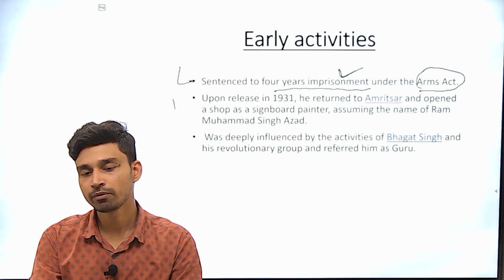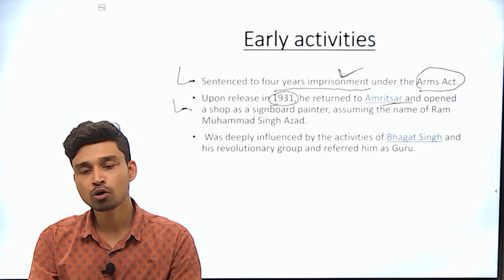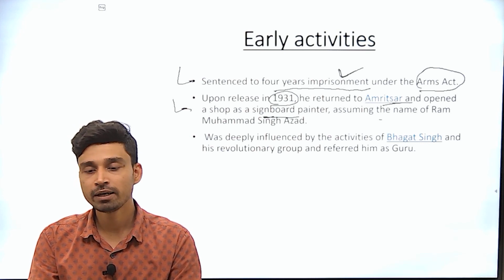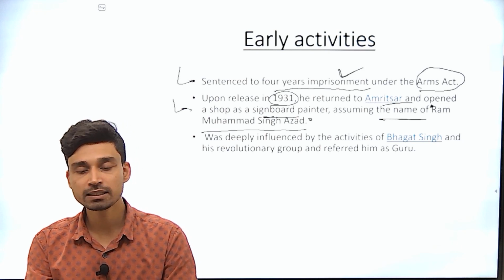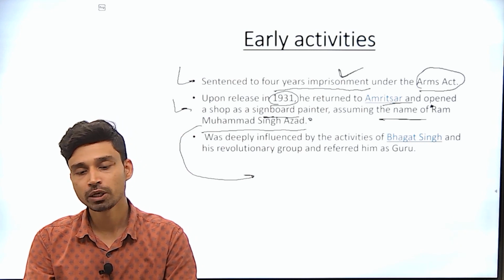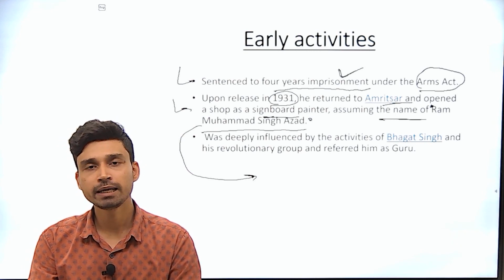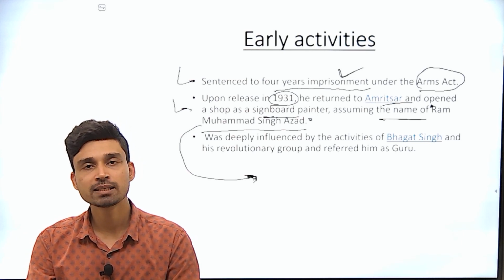A few years later, when he was released in 1931, he returned to Amritsar and opened a shop as a signboard painter, where he assumed the name of Ram Muhammad Singh Azad. Now, student, this name is very, very important, because this is the name Udham Singh used when he was arrested after he assassinated Michael O'Dwyer in the later period of his life when he was in England.